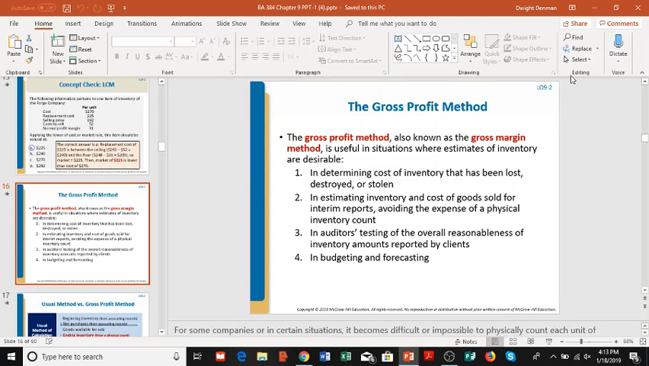Just understand the reason why you estimate your level of inventory is because it's sometimes either difficult or impossible to physically count each unit of inventory. And so if you've got locations all over the place and you sell many different items, it would not be cost efficient to count every item. So that's why we have these estimation techniques.